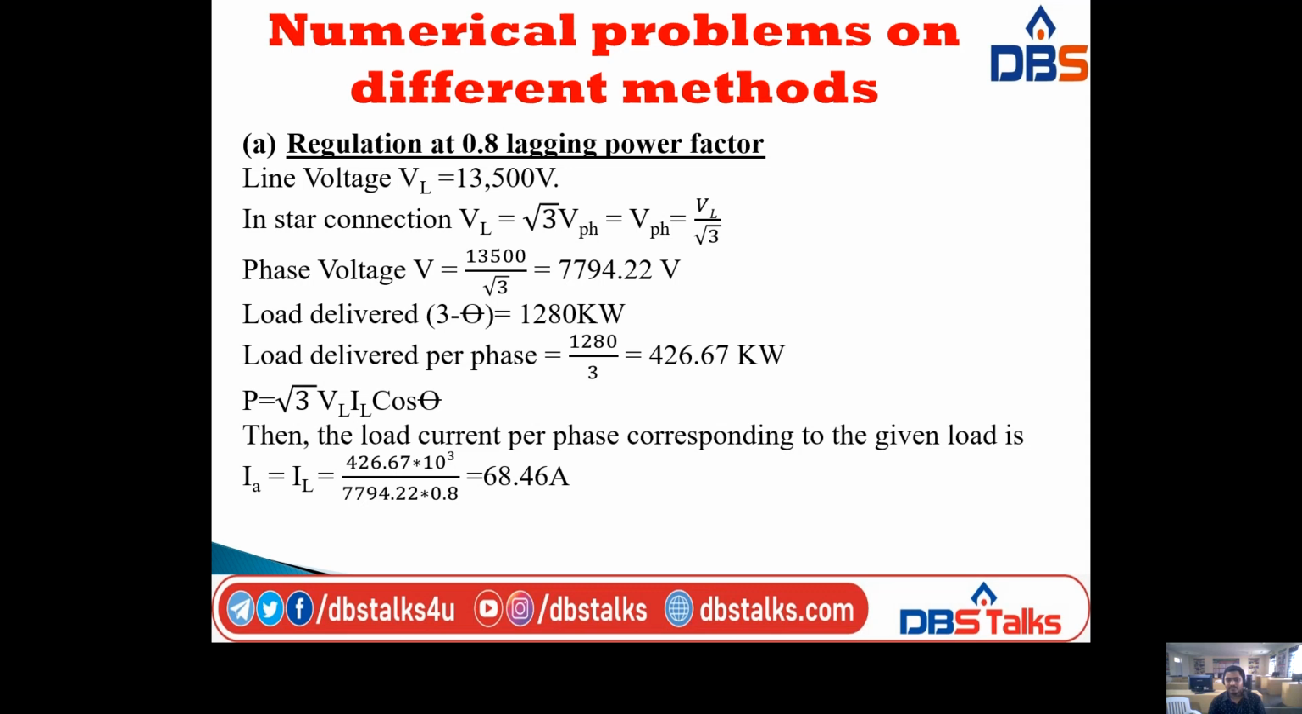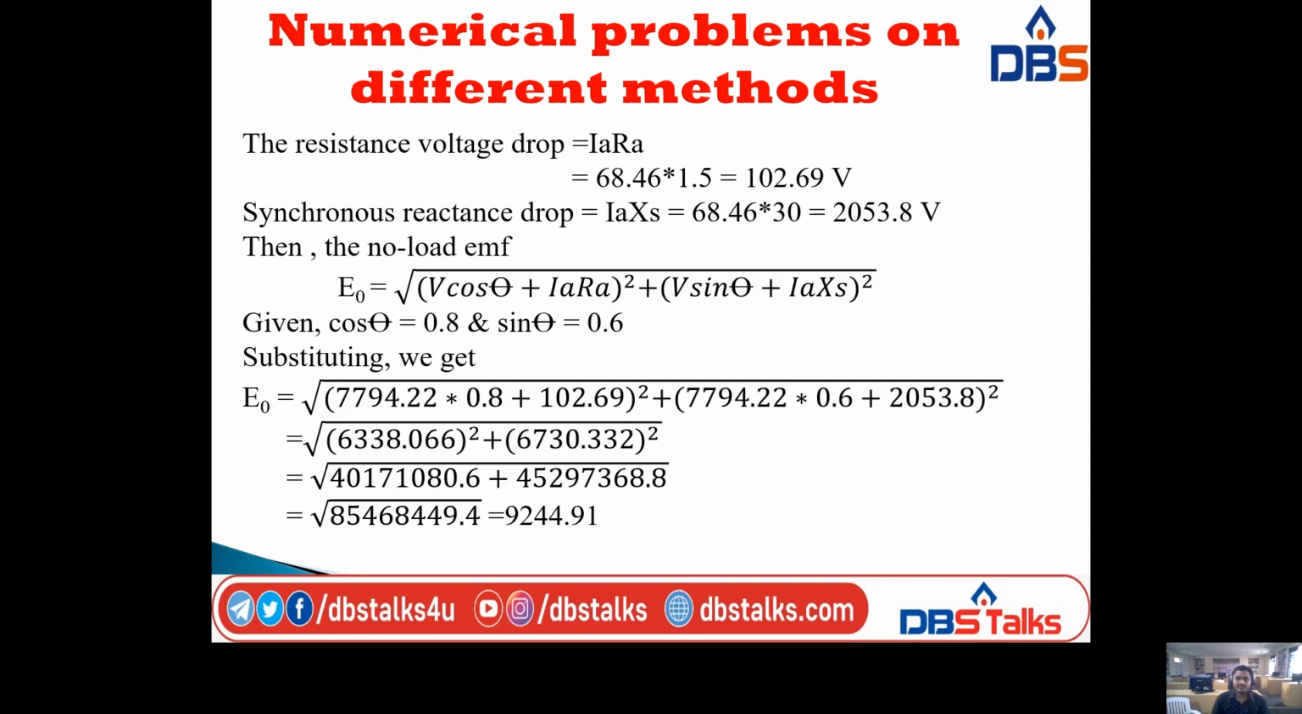Up to now we calculated the phase voltage, the load delivered per phase, and the armature current. Now I am going to calculate the resistance voltage drop. Why are we calculating the resistance voltage drop and the synchronous reactance drop? Because in the EMF equation, the no-load EMF is equal to the root of (V cos phi plus IA Ra) whole square plus (V sin phi plus IA Xs) whole square.